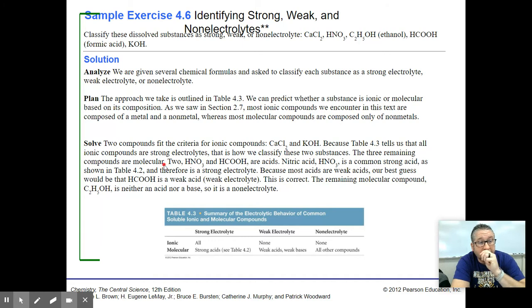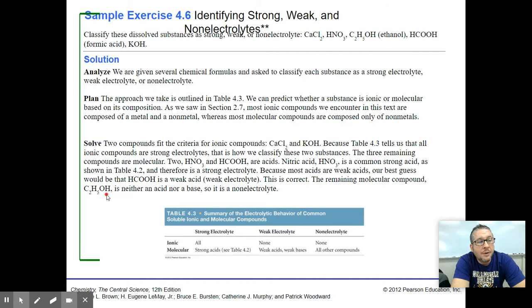We have other substances such as nitric acid, ethanol, and formic acid. Nitric acid and formic acid are obviously acids. Nitric acid is a strong acid. It's one of those 7 strong acids. Therefore, it should be a strong electrolyte. Formic acid is a weak acid. It's not part of the 7 strong acids. Therefore, it's a weak acid, and it'll be a weak electrolyte.